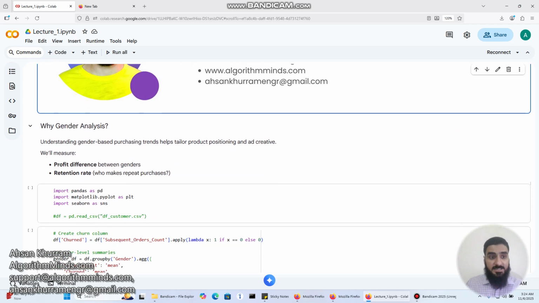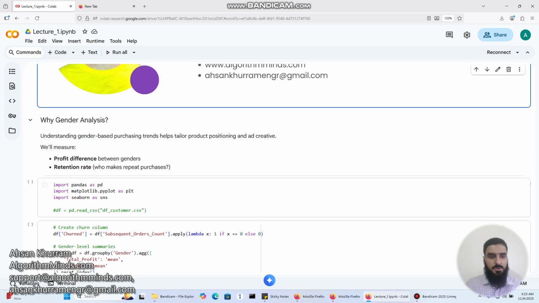Why it's important? Because understanding gender-based purchasing trends helps tailor product positioning and ad creative. So if you know that men tend to buy more for this particular product category through this particular marketing channel, then you might target that audience with those particular ad creatives. So we will measure profit difference between genders, and we will also like to measure the retention rate: who makes repeated purchases, who has the higher retention rate based on gender demographics.